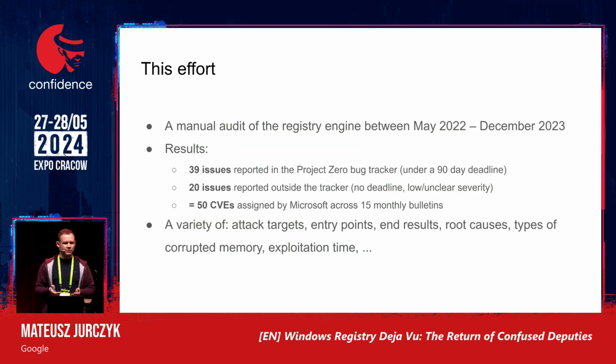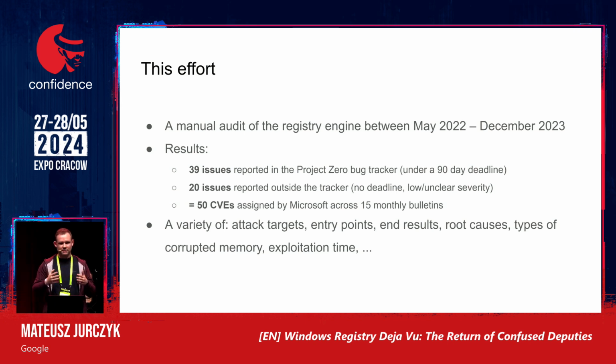A little bit about my research. I spent a lot of time looking at the registry, between May 2022 and December 2023. That's 20 months of research on the registry. And I found a lot of issues. Since I work at Project Zero, when we find a bug and it has high severity impact, we report it under a 90-day deadline and put it in the tracker. I issued a total of 39 issues in the Project Zero bug tracker. There were also some bugs that had low or unclear security impact, which I reported outside of the tracker without the deadline. So far, I got a nice round number of 50 CVEs that have been assigned by Microsoft as a result of the research.